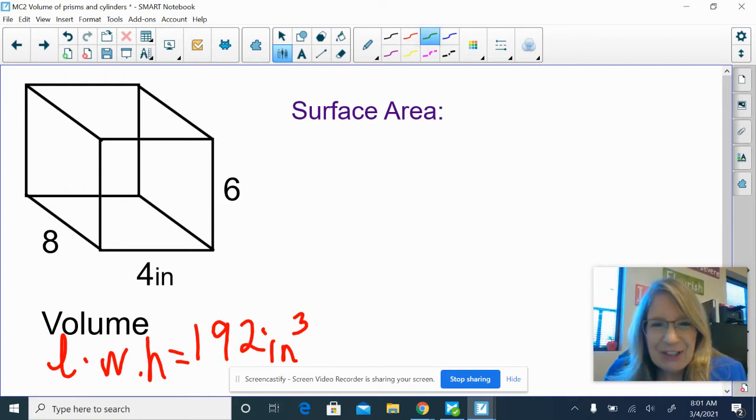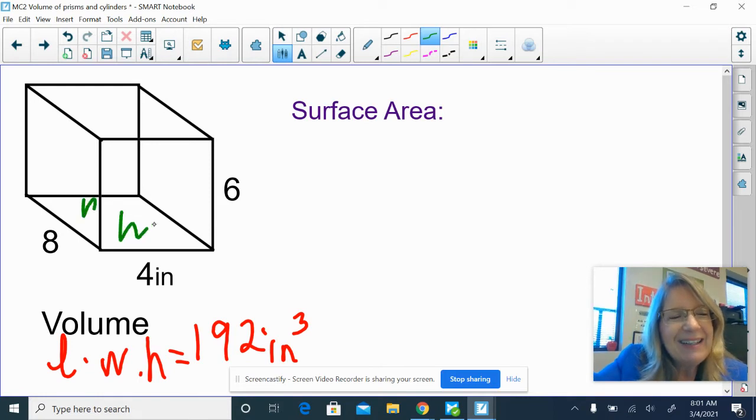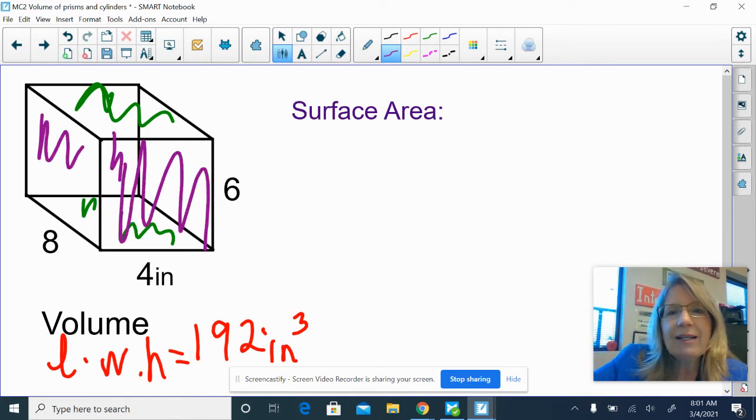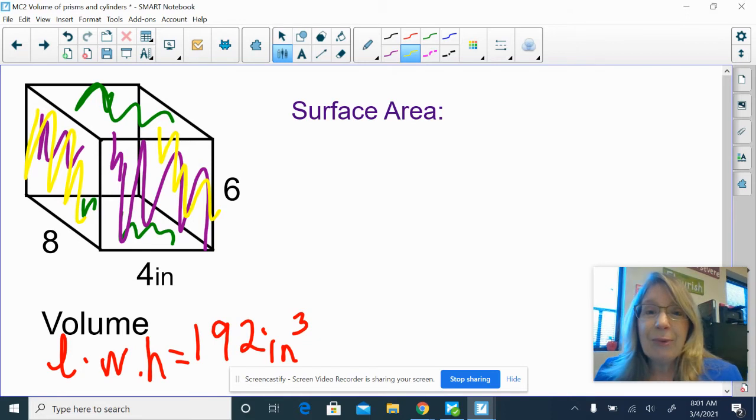I promised I would show you a shortcut. Remember before we had the bottom and the top plus the back and the front plus the left, let's call it, and the right. And remember we had everything doubled because the opposite sides were equal. Here's the shortcut.